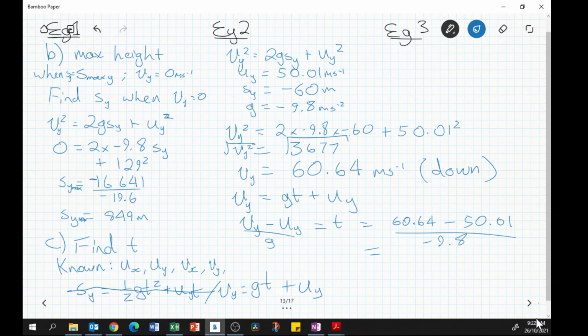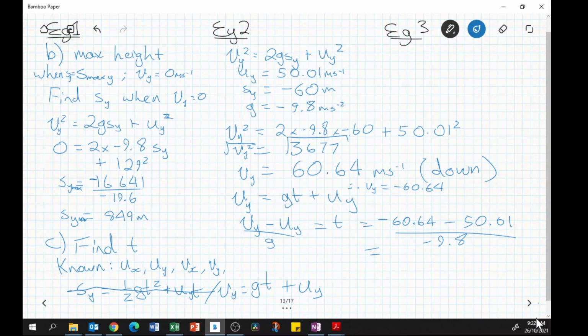Right, exactly. So at this point, we should stop and go, hang on, something's not right here. What's not right? This has to be negative. Again, this is where the physics comes in. We need to establish this is downwards, therefore, this is negative. Vy is actually negative 60.64.